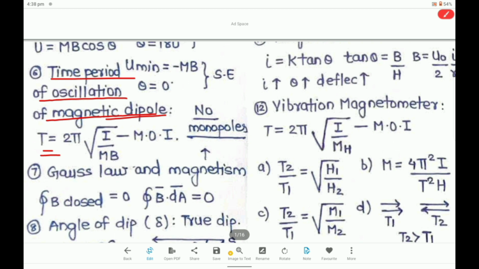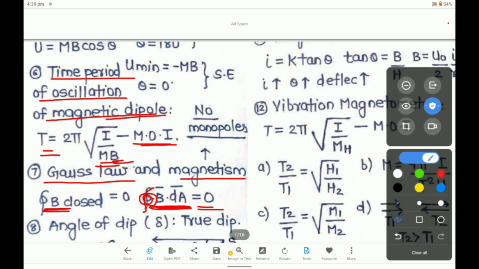Gauss law and magnetism. Please remember, magnetic flux, that is b dot dA, is always zero over a closed loop. This sign indicates a closed loop. So here there is no monopole, so due to no monopole, magnetic flux is zero.